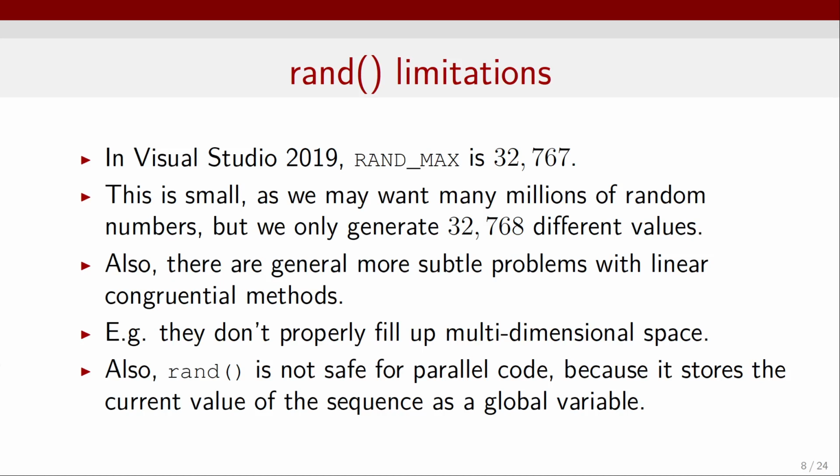Also, the rand command is not safe for parallel code because it stores the current value of the sequence as a global variable. So each parallel core does not generate independent random numbers.